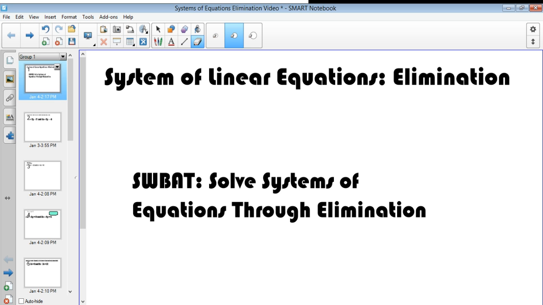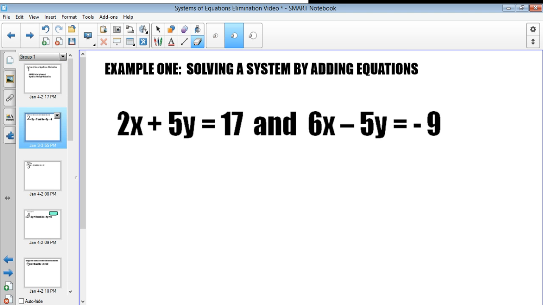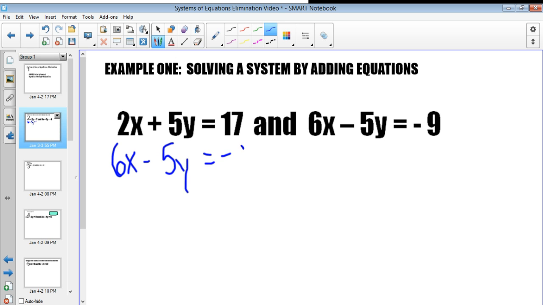So let's get started. Anytime you're doing a system of equations and you're trying to solve it by elimination, you really want to write it as one equation on top of each other, because in the end you're essentially going to be adding them together. So here I write this as 6x minus 5y equals negative 9. And when I look at this, I notice that my y's, if I were to add these two equations together, my y's are going to cancel out. So that's exactly what I'm going to do. I'm going to add it.